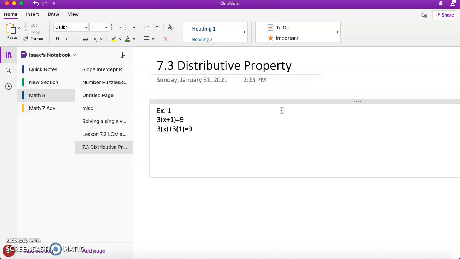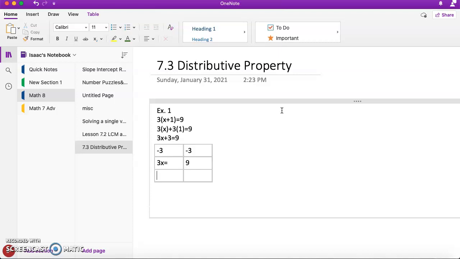So now once I've got that, I can say, okay, 3 times x is just 3x, and 3 times 1 is just 3, and the 9 is unchanged. And that's the end of where I use the distributive property. If I wanted to finish solving this, I'd go, okay, minus 3 on both sides. And then I'd get 3x equals 9, divide both sides by 3. And then I'd get x equals 3. Then I'd be done.